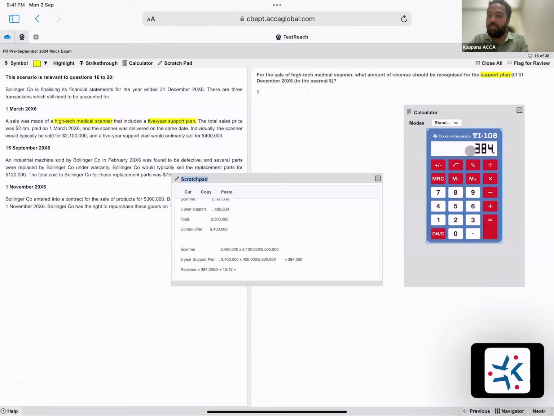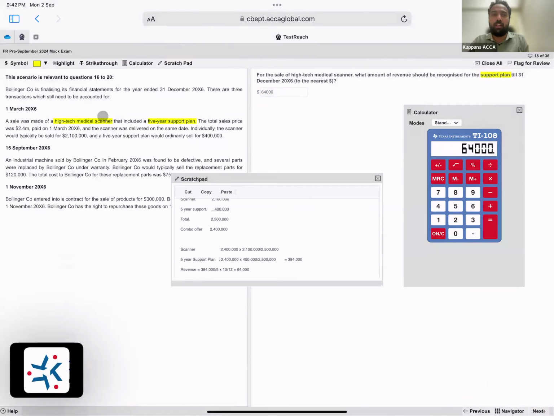It's not 384,000. It is 384,000 divided by 5. We didn't do that. So 384,000, which is for the full 5 years, divided by 5 is 76,800 for a year. Multiplied by 10 by 12, that is equal to 64,000. So the revenue to be recorded is 384,000 divided by 5, since it's a 5-year plan. But we don't have a full year. It's from March to 31st December, 10 months. So multiplied by 10 by 12, 64,000. So the answer is 64,000. You have to be very careful when you fill in the blanks questions. They're asking for the total, so enter 64,000.